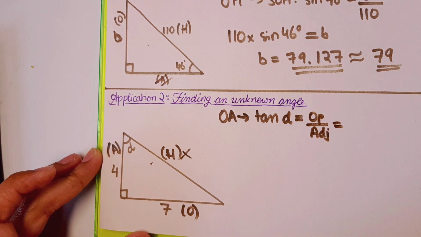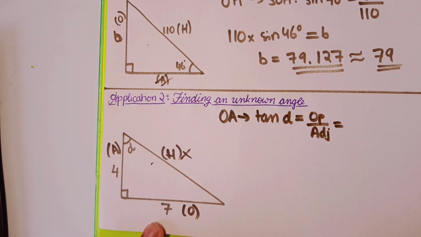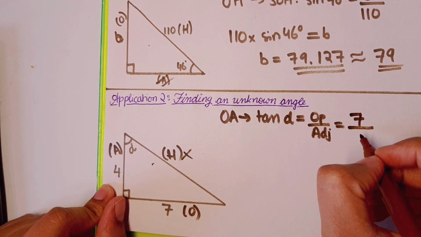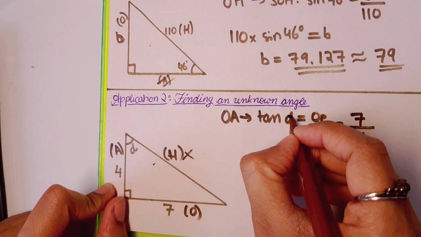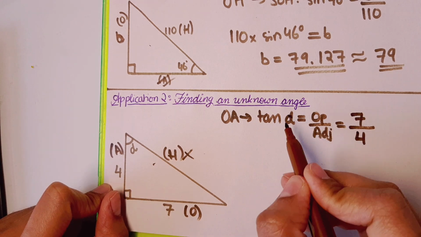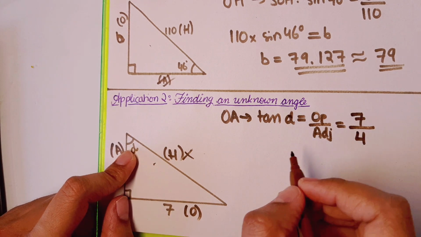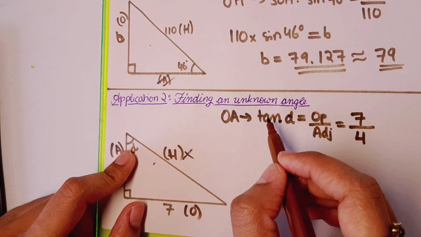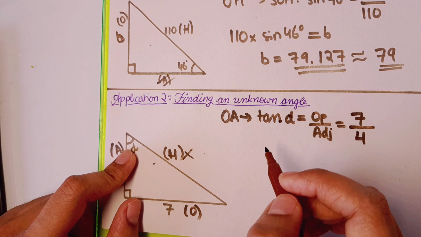And the opposite in our case, the O is over here, so we have 7. And the adjacent is 4, so we have this, right? But we're still not done, because we have to find the angle D, right? And what we do over here is we use the inverse of the tangent to get rid of the tangent here, right?